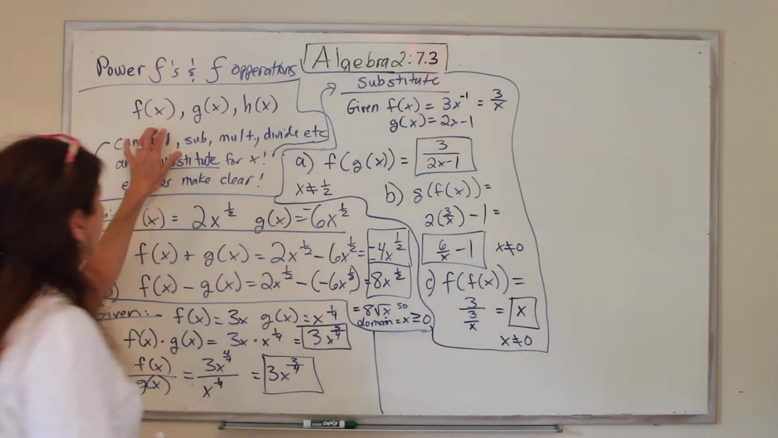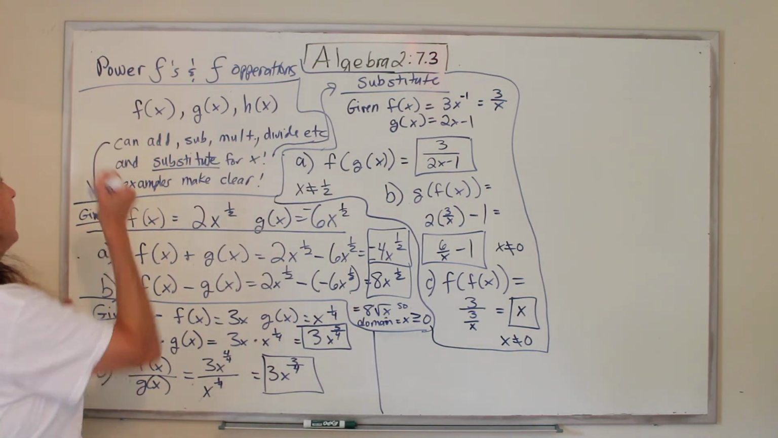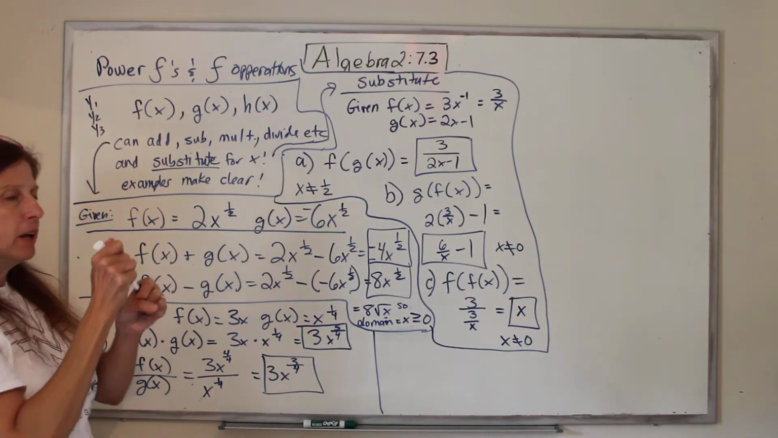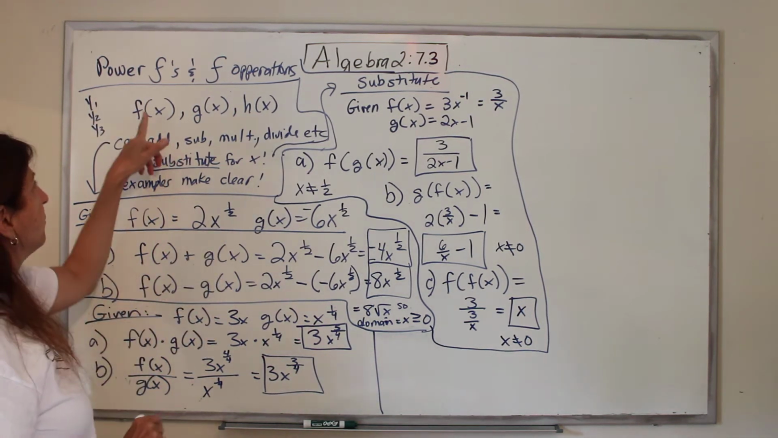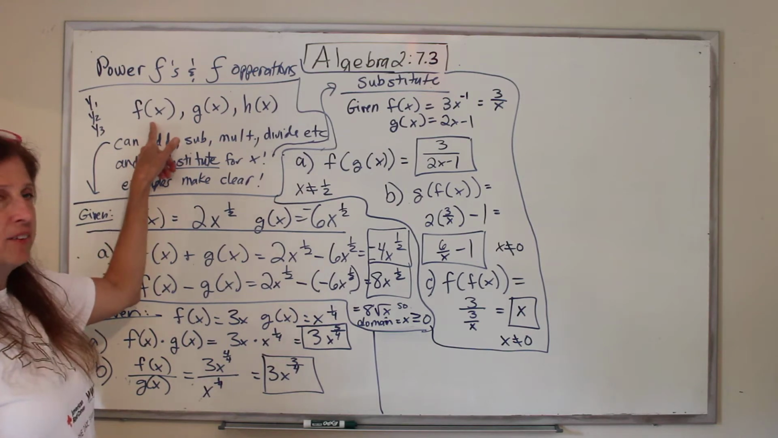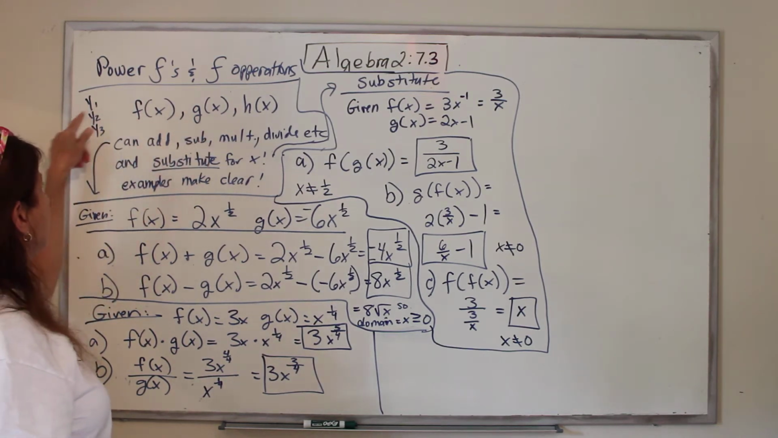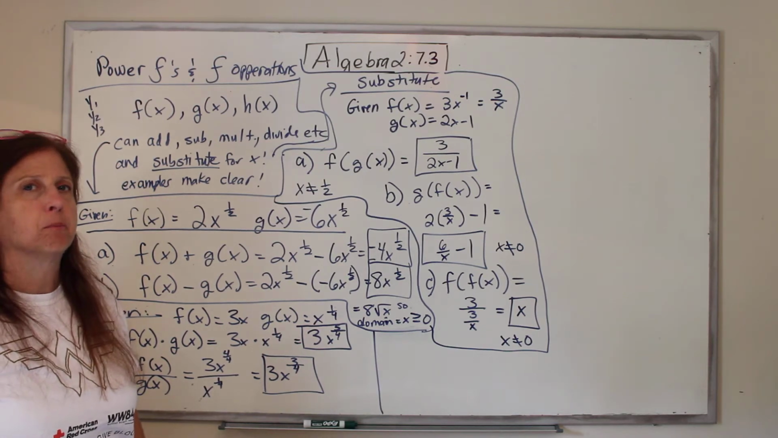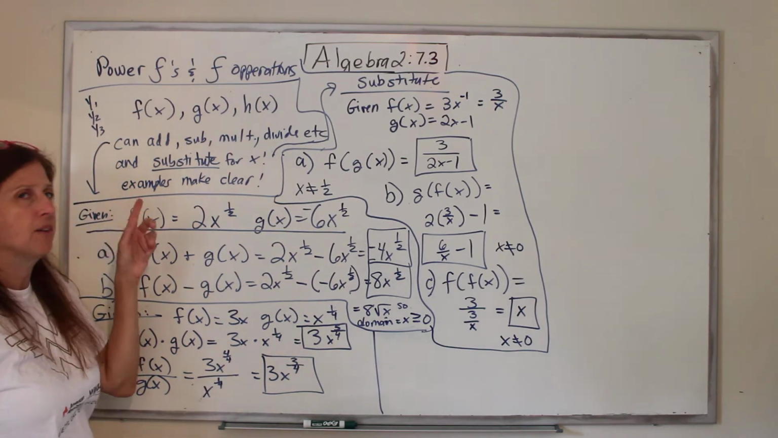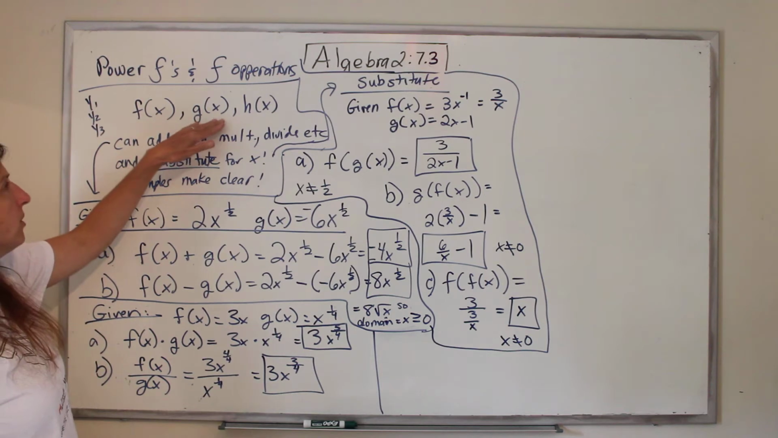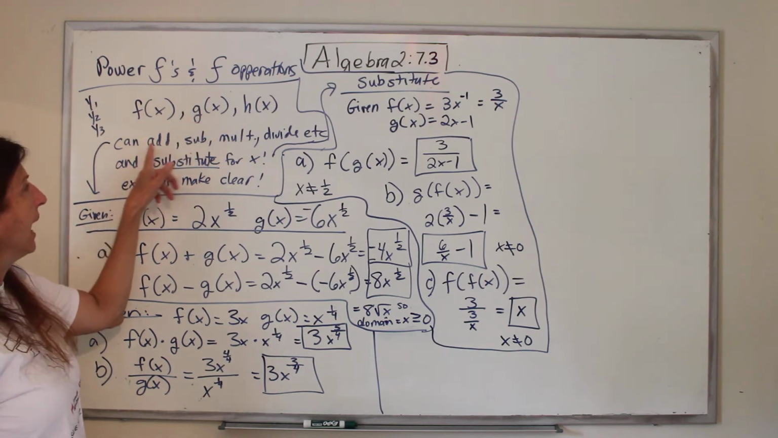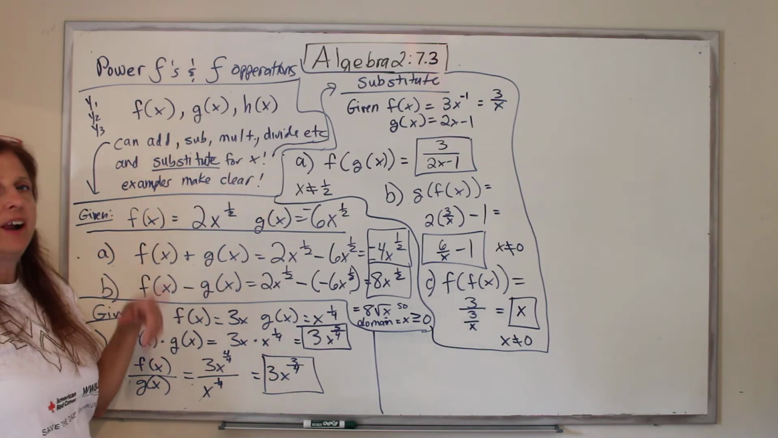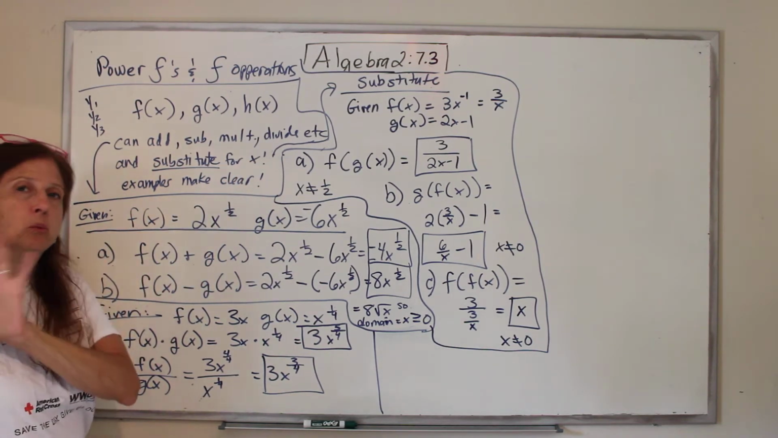Alright, so what does this mean? Remember we said that you can have on your calculator y1, y2, y3, but if it's a function, you can use function notation. That f of x is like y1, g of x is y2, and h of x is y3. Okay, and what you do with these is you can add them, subtract them, multiply, divide them, and substitute them for x. The examples will make it clear.